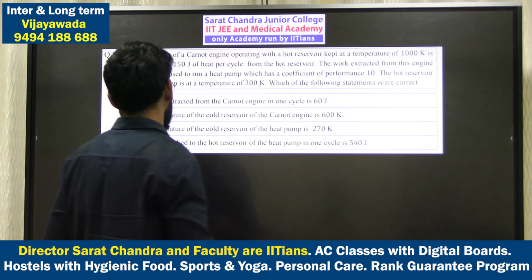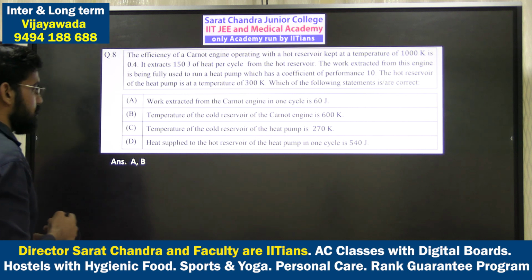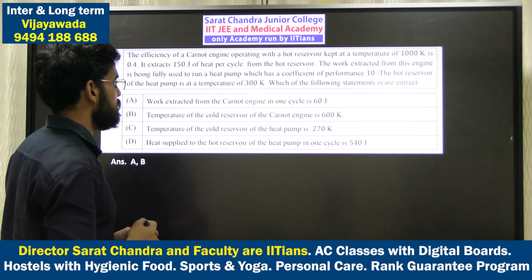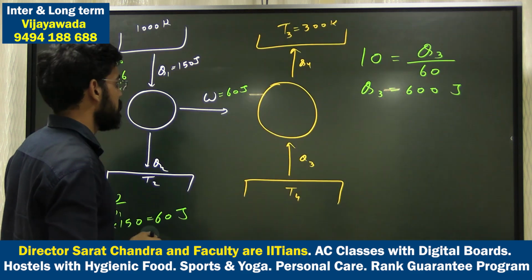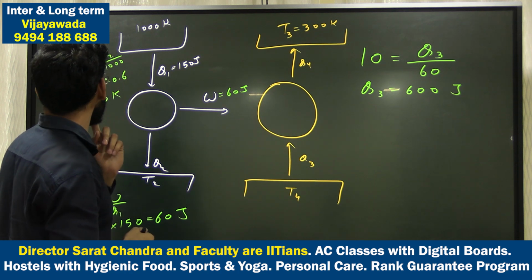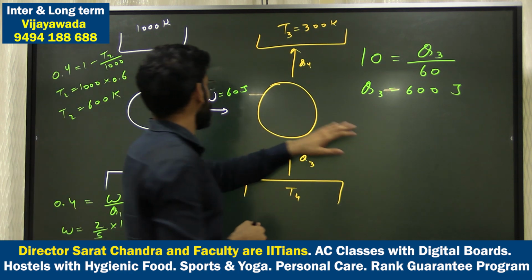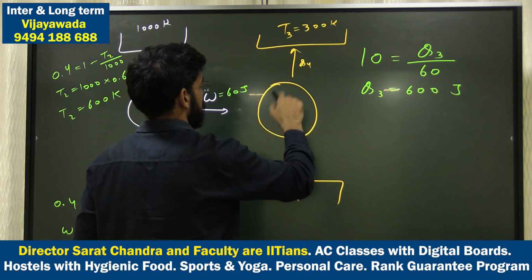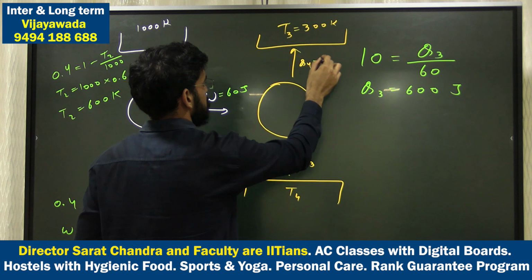Okay. So in the options, if you see, heat supplied to the hot reservoir of the heat pump is 540. Okay, that we will see. Here we can say this is 600, Q3, right? Okay, so if Q3 is 600, this is 60, right? So both are coming. So this is 600 this side, 60 this side. So this is 660, right?